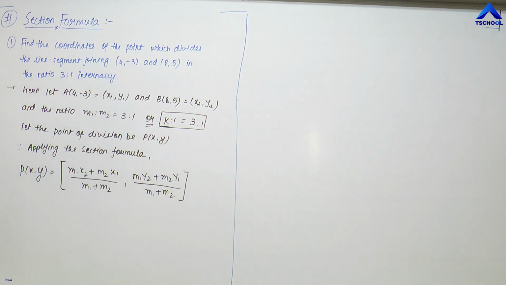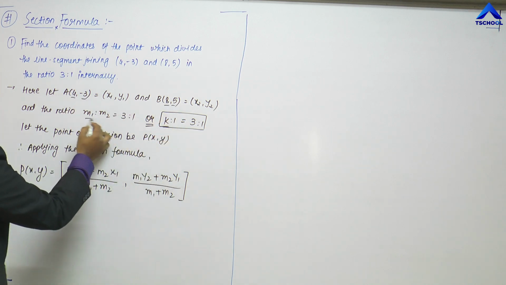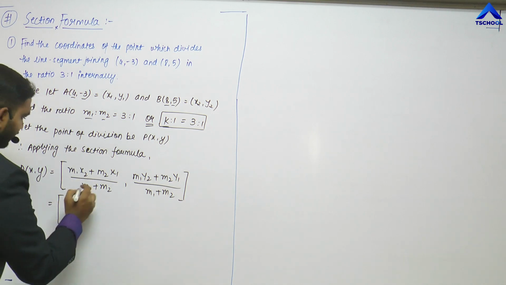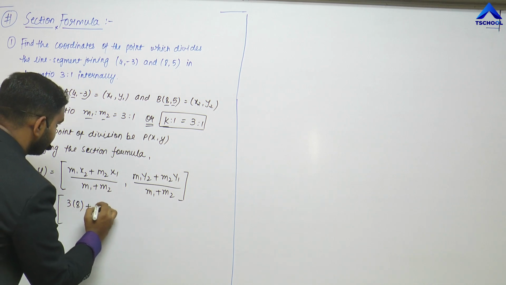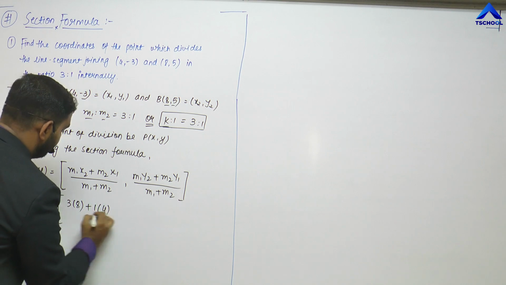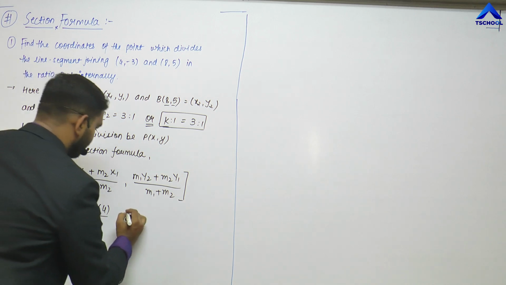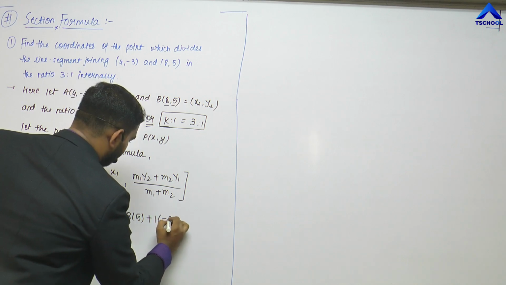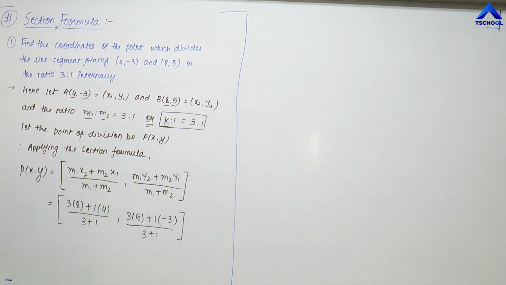Now we have every value. This is x1 y1, x2 y2 and m1 m2. Let us put it here. So that gives me (3 into 8 plus 1 into 4) upon (3 plus 1), comma (3 into 5 plus 1 into minus 3) upon (3 plus 1). Is it clear?